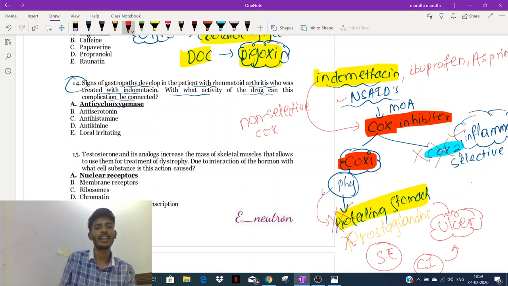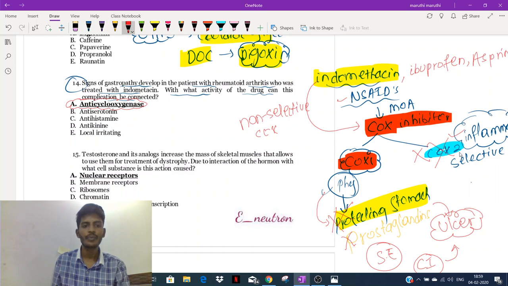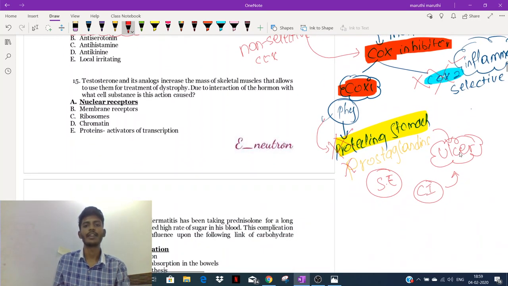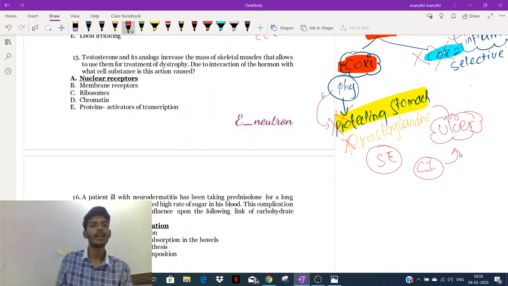What activity is connected? That will be anti-cyclooxygenase, meaning COX blockage activity. So this is a story of our COX inhibitors.